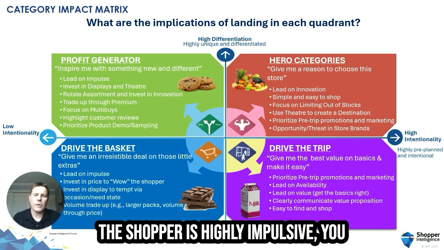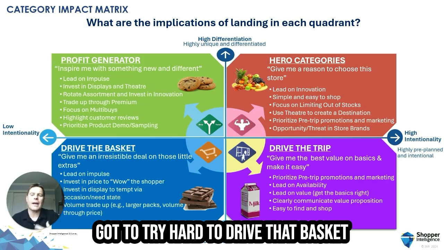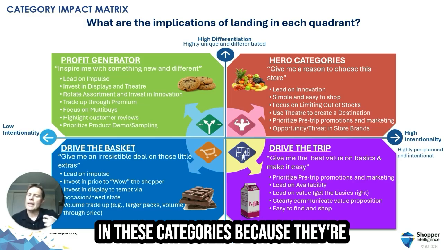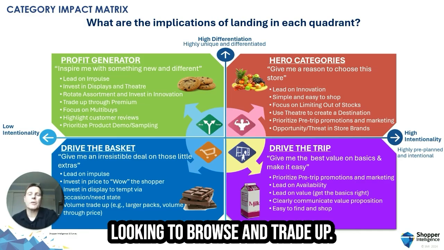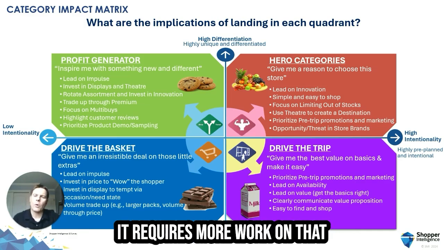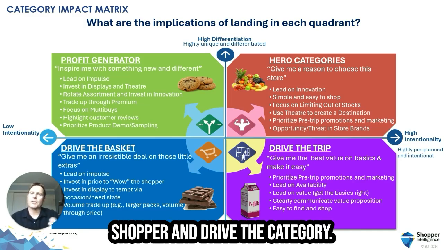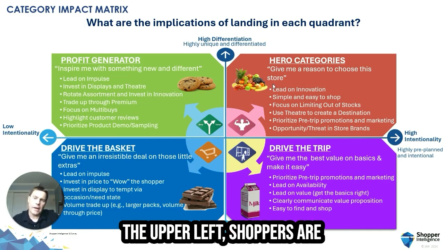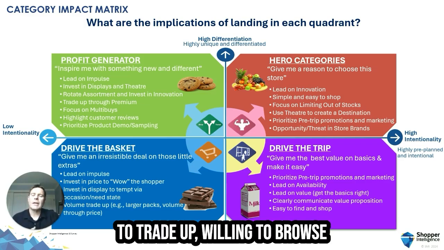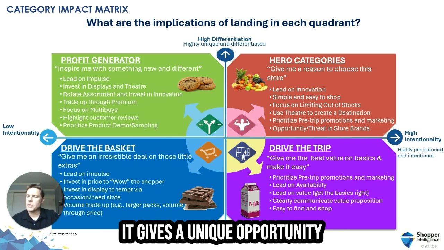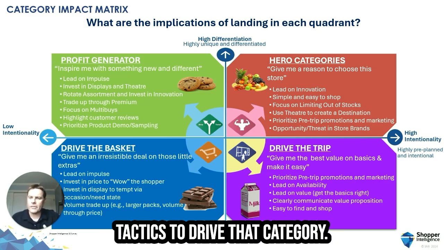The shopper is highly impulsive. You've got to try hard to drive that basket in these categories because they're not necessarily planning on buying them and they're not necessarily looking to browse and trade up. It requires more work on that bottom left to engage with the shopper and drive the category. The upper left, shoppers are willing to differentiate, willing to trade up, willing to browse, and they're more impulsive, but it gives a unique opportunity to use different strategies and tactics to drive that category.